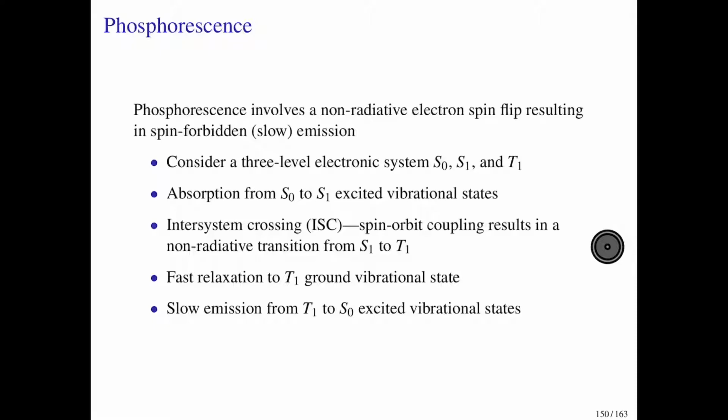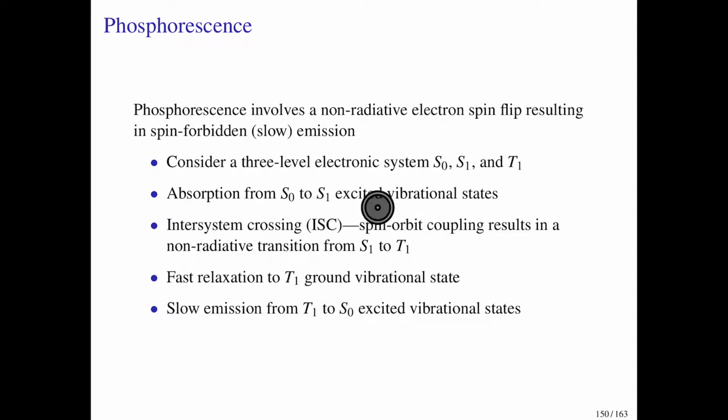So next we'll talk about phosphorescence. Phosphorescence involves an electron spin flip, and so we need a three-level system to describe phosphorescence. So we'll consider a singlet ground state, a singlet excited state, and a corresponding triplet excited state. Okay? And so here's what happens in fluorescence. You have absorption like normal. You go from the singlet ground state to the singlet excited state and different vibrational states of that excited state singlet.